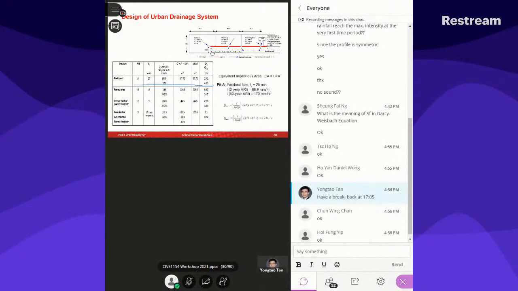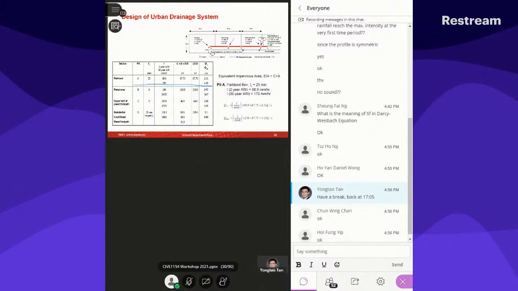We also need to get C, the runoff coefficient, which is also given. So we can get the effective area, the equivalent impervious area, EIA. EIA means C times A, this one.